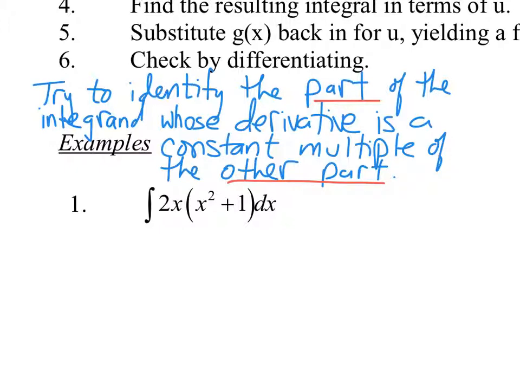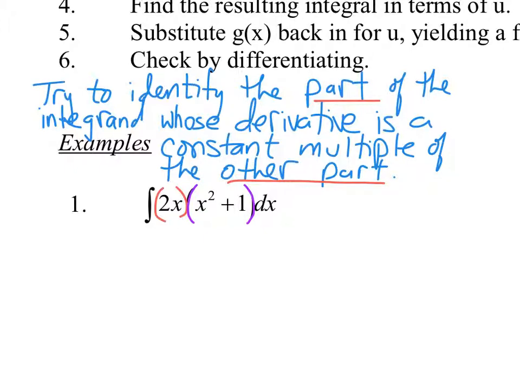So what I'm going to do is isolate factors. In this case, it's pretty clear. I have a factor of 2x, and I have a factor of x squared plus 1. So I'm going to ask myself, if I take the derivative of 2x, will that be a constant multiple of x squared plus 1? No.